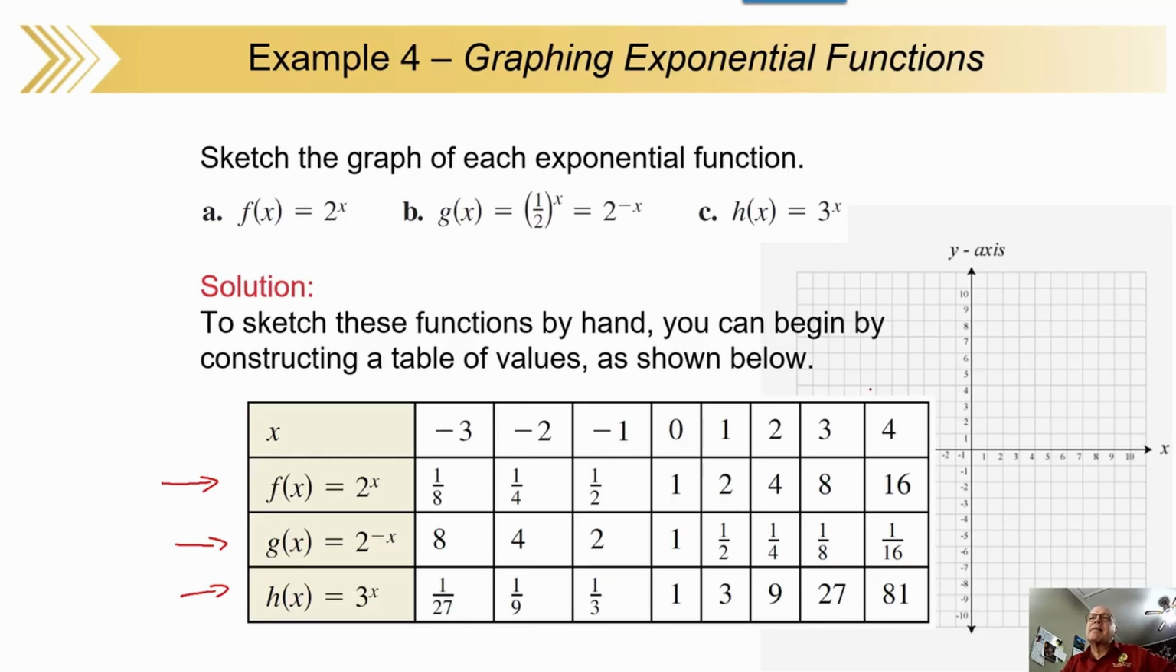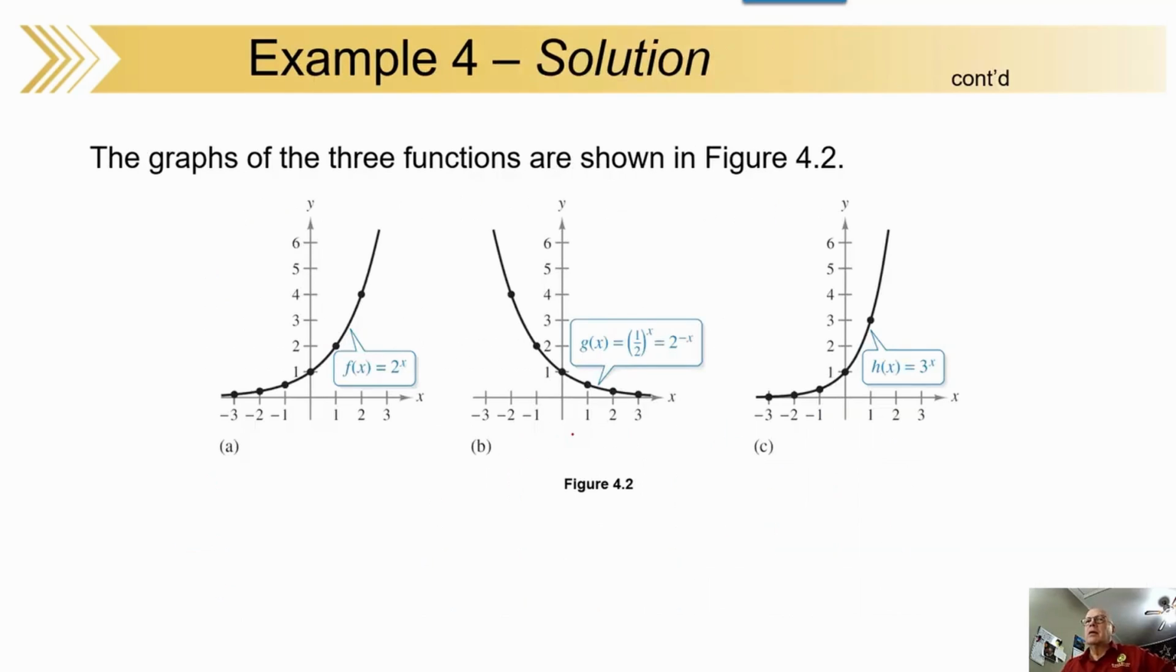And some good x's to pick: 0 is always a nice one because that makes things rather easy. Using a positive 1 is pretty easy usually, and negative 1 even. Once you get those 3 points, that sort of gives you an idea what it looks like. Add a couple more, and you're in business. So those are the 3.